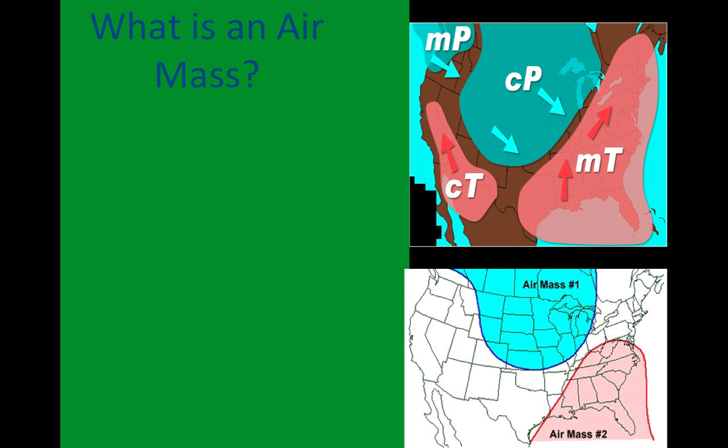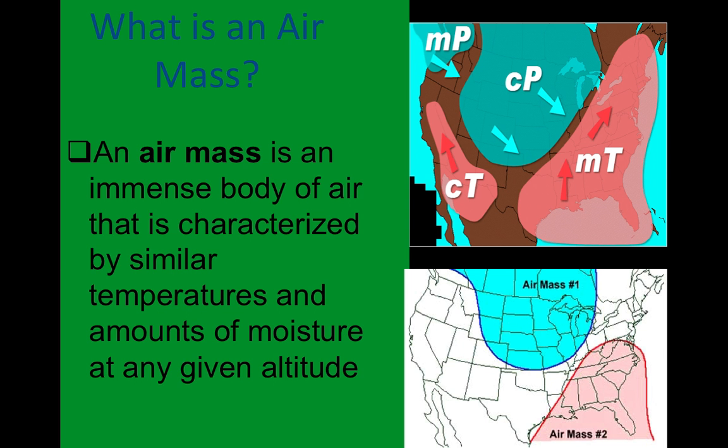So to start this video off, we need to define an air mass. Air masses can be defined as an immense body of air that's characterized by similar temperatures and similar amounts of moisture at any given altitude. So anywhere throughout that air mass, at any latitude, it's going to have very similar temperatures and a very similar moisture content.